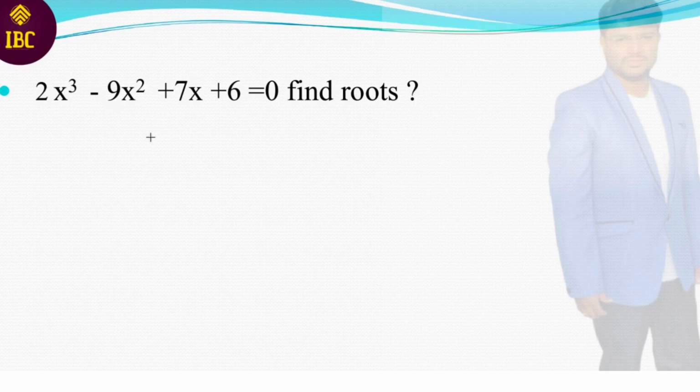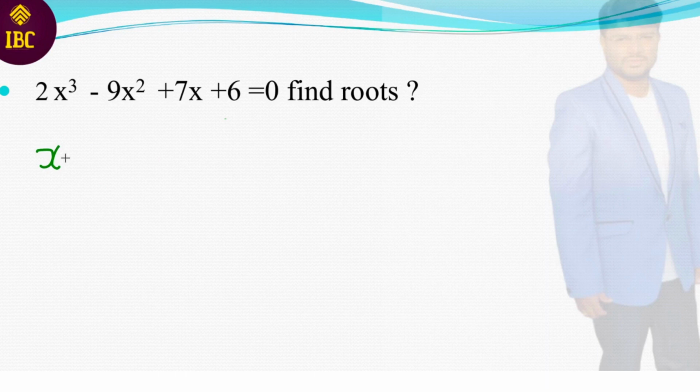Let's solve it with the basics. I will first assume x is equal to 1, then 2 into 1 is 2, 9 into 1 minus 9, 7 into 1 is 7, and 6. 2 minus 9 plus 7 plus 6 is not 0. Then I will check 2. 2 cube is 8, 8 twos are 16, 4 nines are 36, 7 into 2 is 14, and 6. 14 plus 6 is 20, 36 minus 20, 16 plus 20, is 0. Yes, so x is equal to 2.